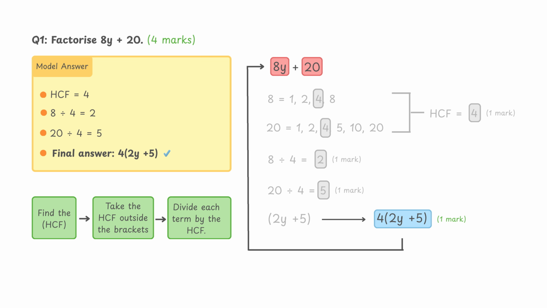Now we write the final answer clearly. 4 multiplied by open bracket 2y plus 5 close bracket. This earns the final mark.